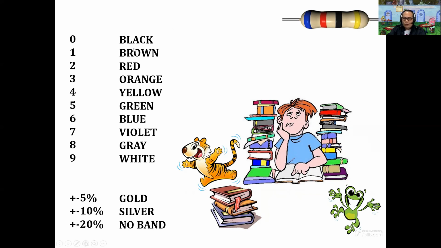Okay, 1, 2, 3, go. I'll just memorize black, brown, red, orange, yellow, green, blue, violet, gray, and white. More like BBROY, GBVGW, then GSN. But we can also suggest mnemonics in order for us to remember this lineup of colors.